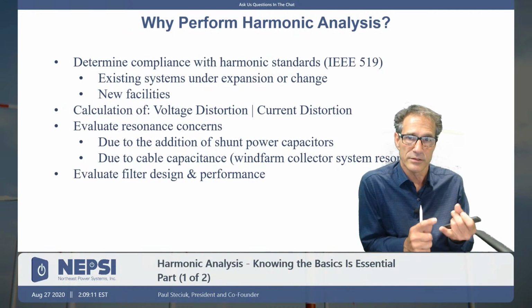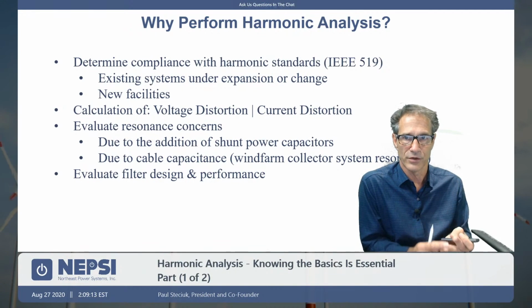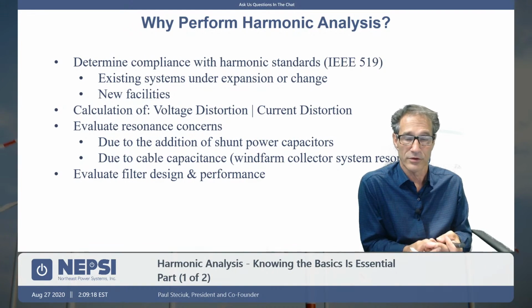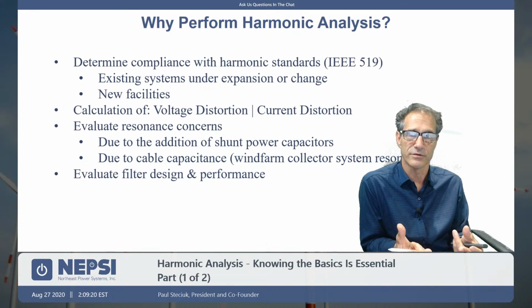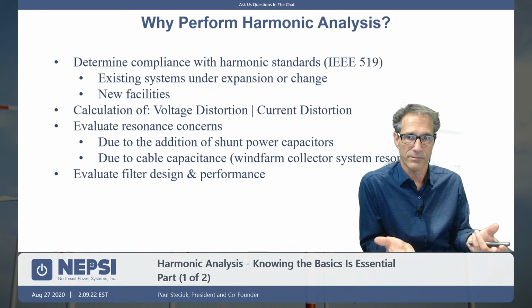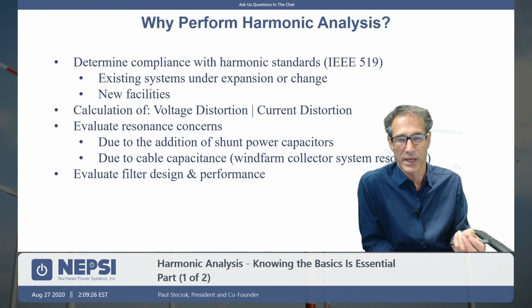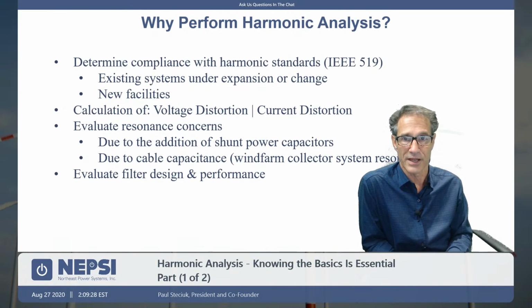So we're going to be talking about the calculation of voltage distortion and current distortion, and we're also going to be talking about resonance, what happens during resonance. When you add capacitor banks to a system, or say you have a lot of capacitance in a system because of cable capacitance, we're going to be talking about what happens during that resonant condition and how it impacts voltage and current distortion.